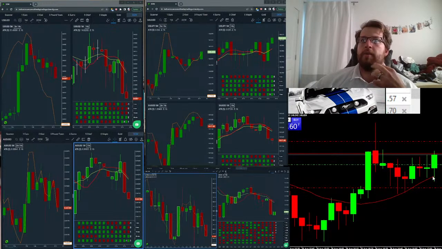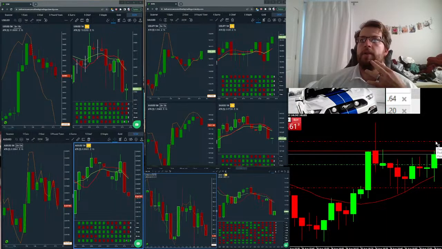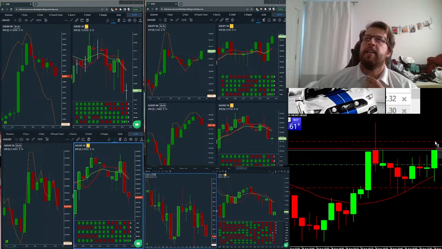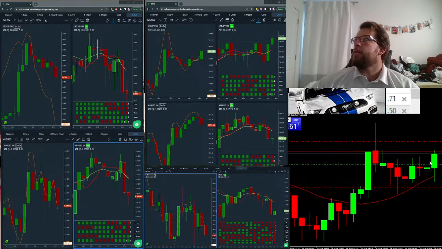So the yen looking okay. We did get stopped out on one of those yens. Let's see if it keeps going up and mitigates that last trade that we lost. That'd be good. Looks like it will.